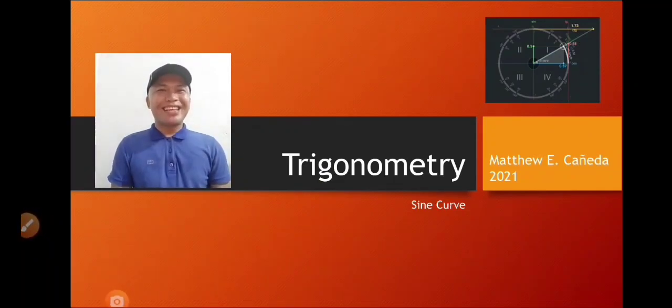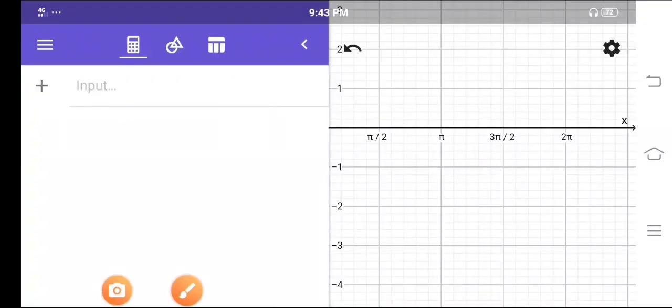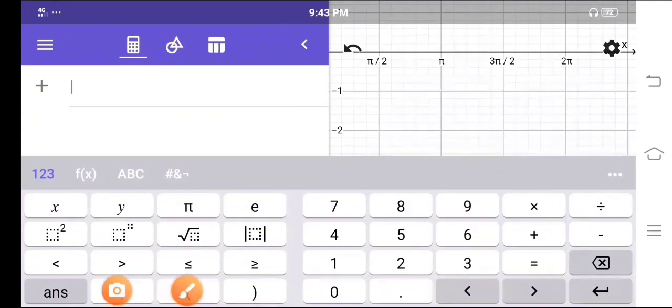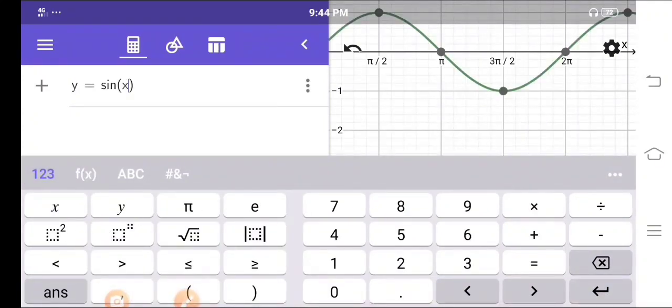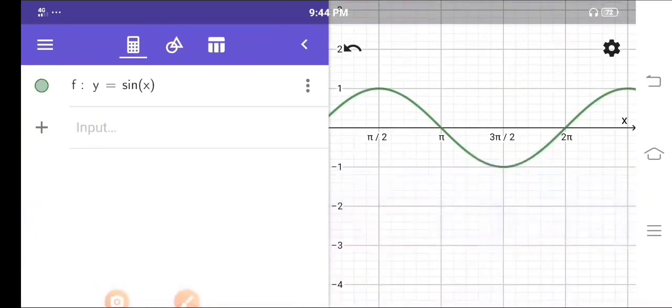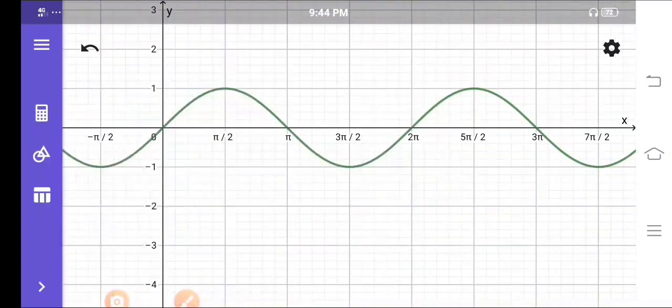I'm Matt. In this video, the objective is to determine the properties of the sine curve. Example, y is equal to sine x. The graph of the function looks like this one.